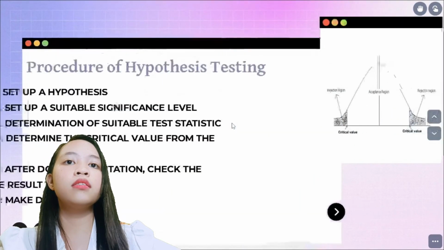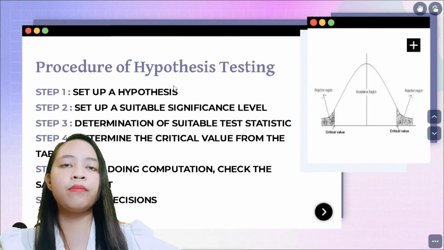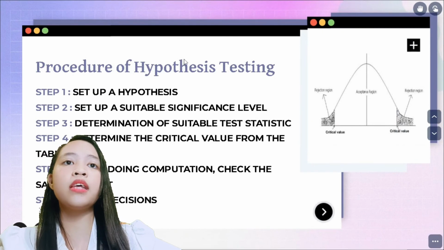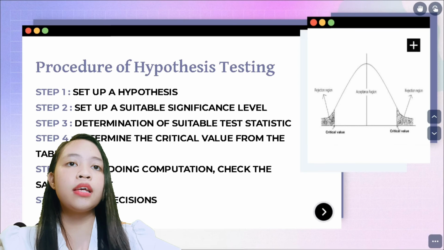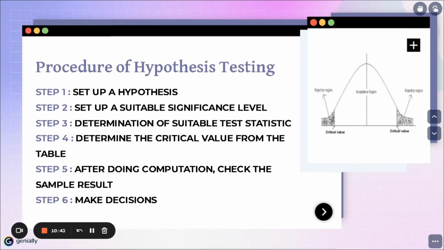Next, procedure of hypothesis testing. Step 1, set up a hypothesis. Step 2, set up a suitable significance level. Step 3, determination of a suitable test statistic. Step 4, determine the critical value from the table. Step 5, after doing computation, check the sample result. And step 6, make decisions.